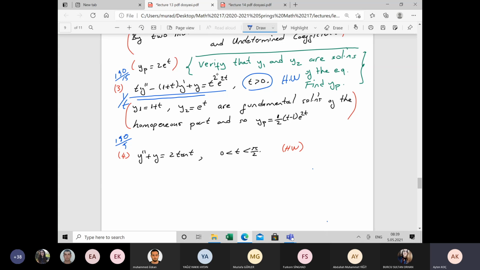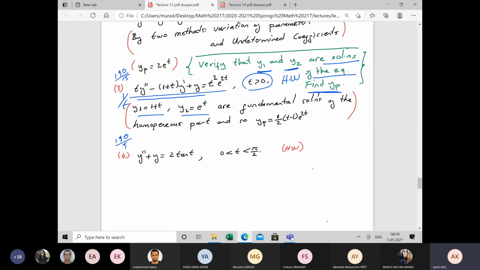For t greater than 0, the question is: verify that y sub 1 and y sub 2 are solutions of the given equation, and also find the particular solution. We have y sub 1 and y sub 2, and we check that these functions are solutions of the given differential equation and fundamental solutions, and also find the particular solution.